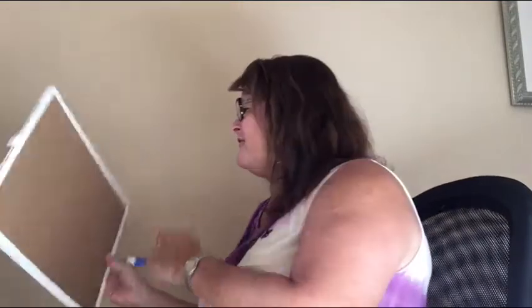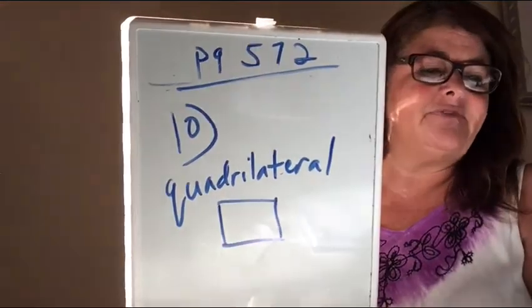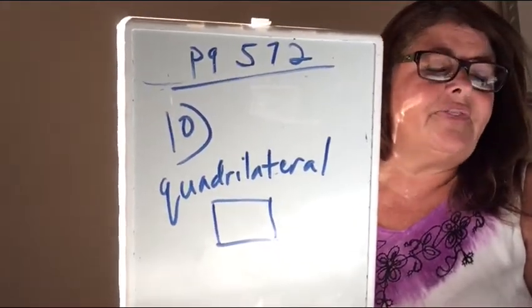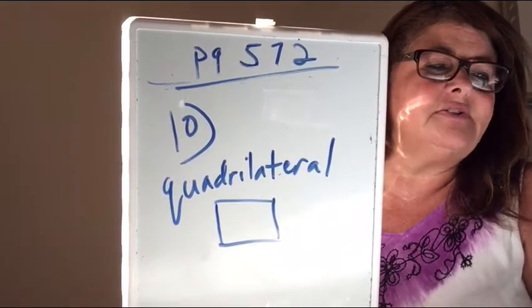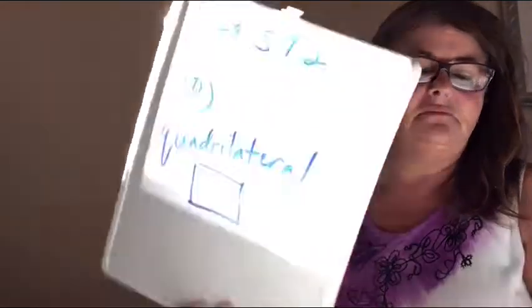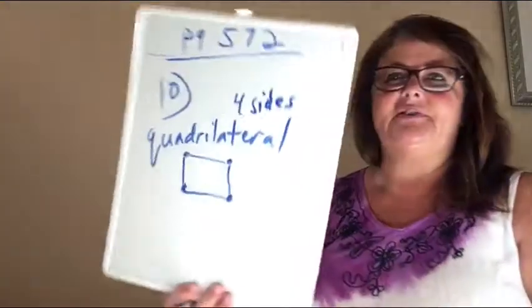Number 10, okay, good. You're going to draw three shapes. The first shape is a quadrilateral, so it's going to have four sides. Number 10 on page 572 says draw three shapes. Your first shape is going to be a quadrilateral. It has four sides and four vertices.